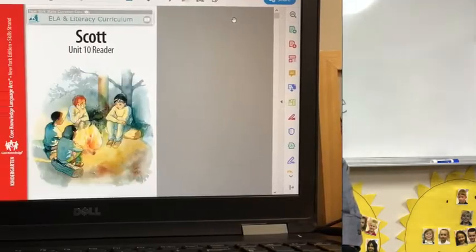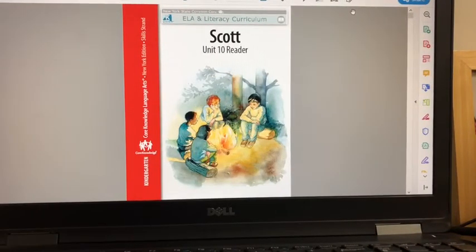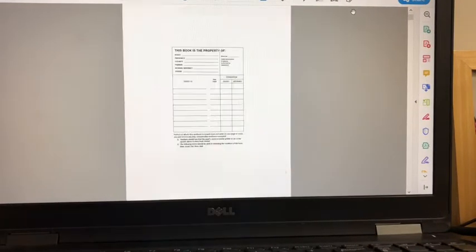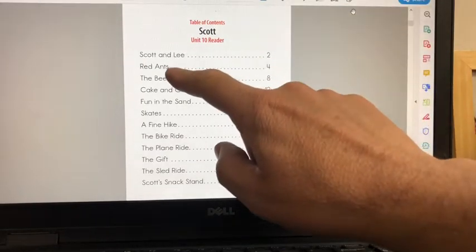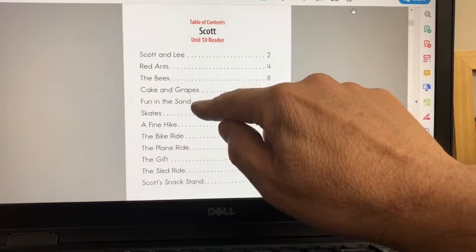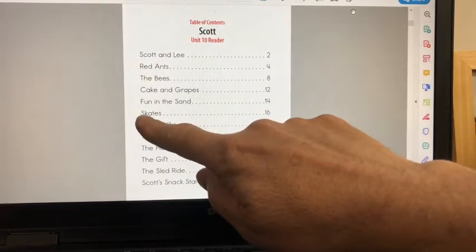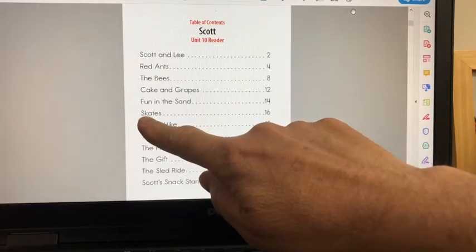Okay. Here we are with Scott. We're going to read another story. Let's go to the table of contents. We've read Scott and Lee, Red Ants, The Bees, Cake and Grapes, Fun in the Sand, and now we're going to read this story that is just one word.